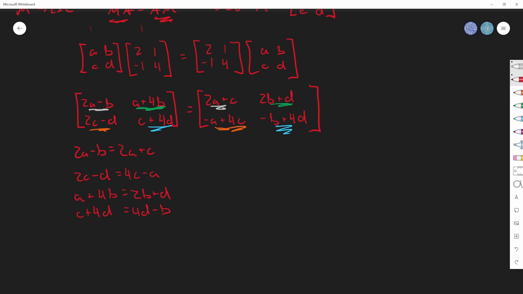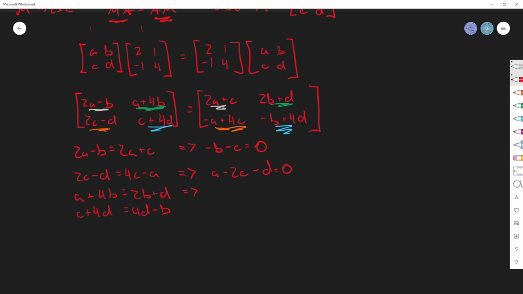And then we're just going to move all the variables to the left side. Conveniently enough, the 2a's cancel out, and so what we have here is negative b minus c is equal to 0. On the second equation, we'll have a minus 2c minus d is equal to 0.